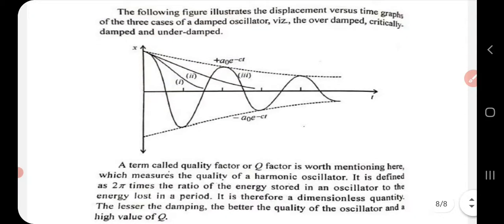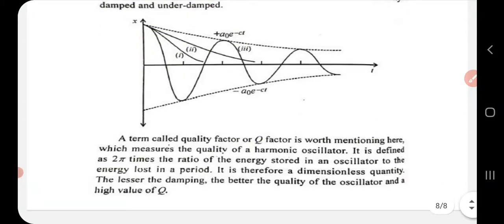All these three conditions are plotted in this graph. Okay, so draw this graph also. Now there is a definition. What is meant by quality factor or Q factor? It measures the quality of a harmonic oscillator. Its definition is 2 pi times the ratio of energy stored in the oscillator to the energy lost in a period. It is a dimensionless quantity. If damping is less, then naturally the quality of the oscillator will be high, that is, it has a high quality factor or Q value.